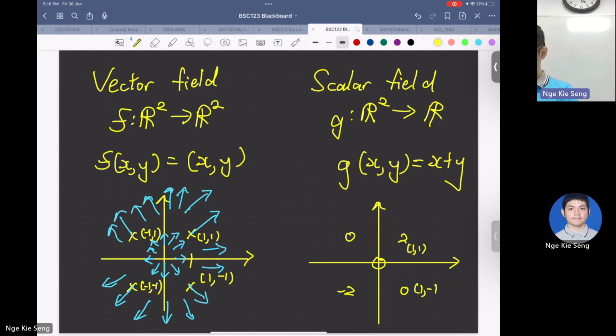So this is (1,1), this is (1,-1), this is (-1,-1), and this is (-1,1). If I pick (2,2), what's the value at (2,2)? 4. So at every point, I stick a number on it. For a vector field, at every point, I stick a vector on it. The field here refers to the domain.